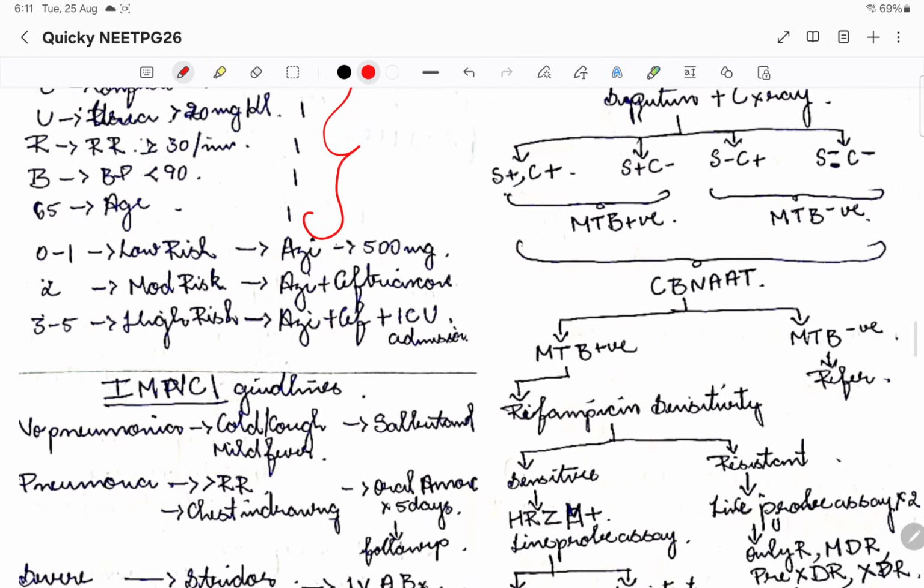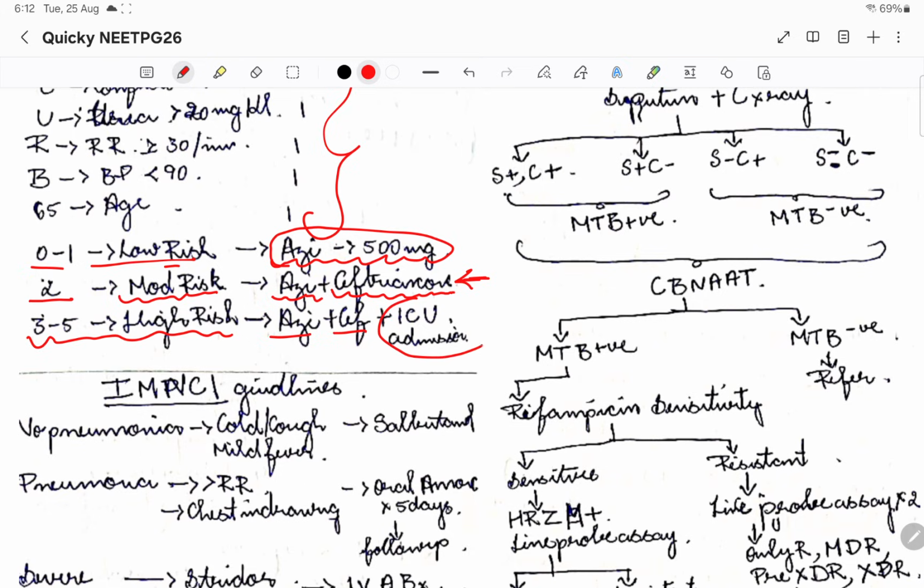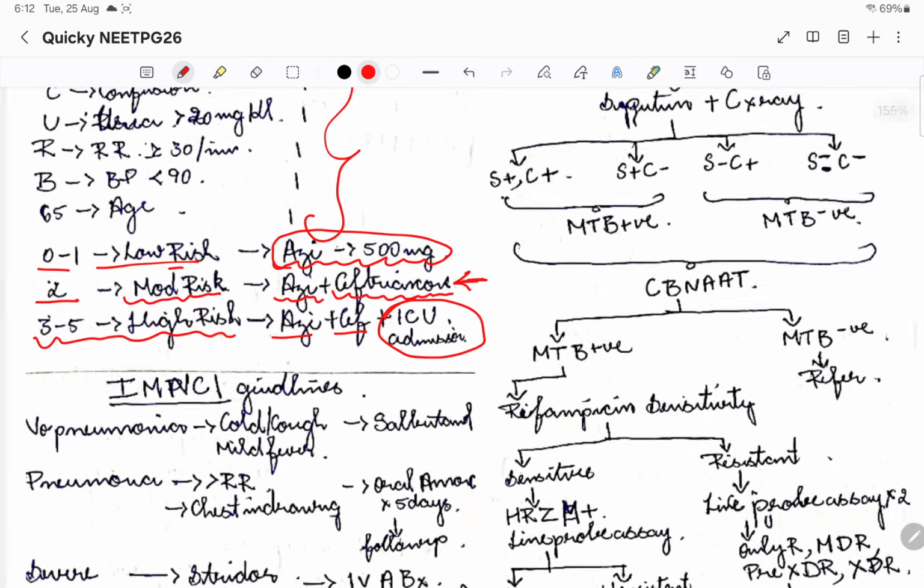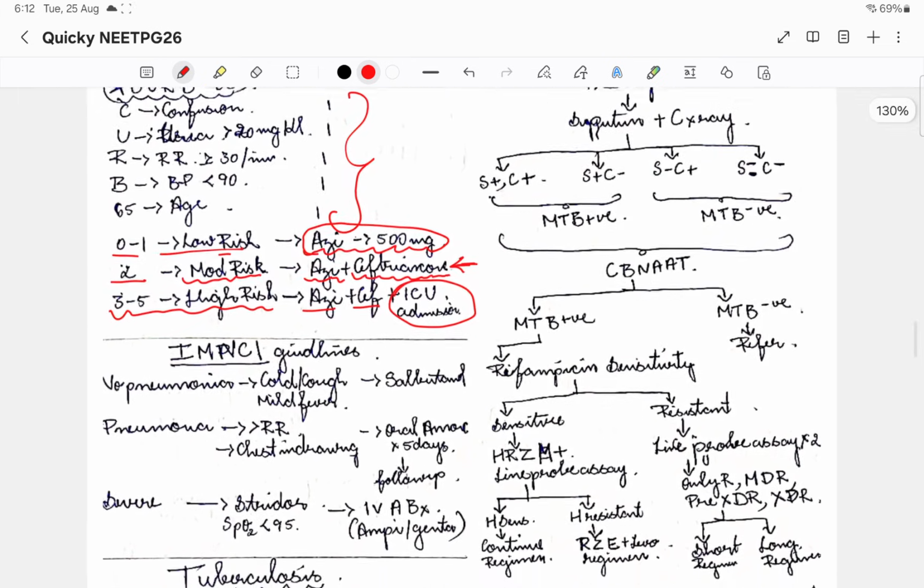Basically, if the score is 0 to 1, it is a low risk case, and we are going to treat it on OPD basis with azithromycin 500 mg. If the score is 2, then it is a moderate risk. We are going to give azithromycin and also ceftriaxone. This is the IP management. But if it is a high risk case, we are going to give azithromycin, ceftriaxone, and also do the ICU admission. So this is how we decide whom to admit in pneumonia cases, based on CURB-65 score.